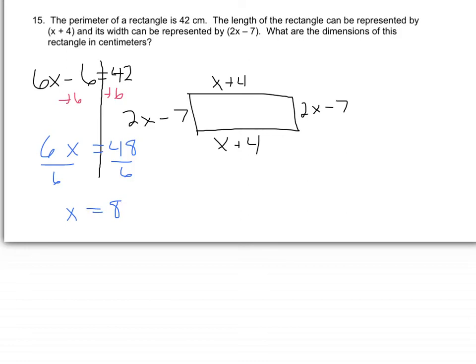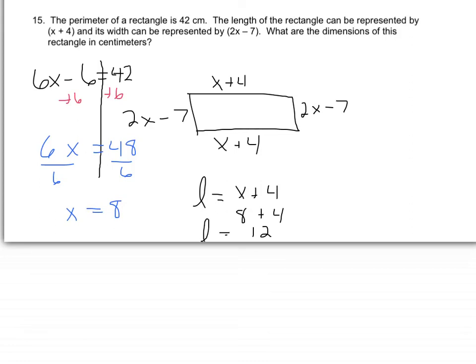Okay. So 8 isn't any of the dimensions. 8 is just the value of x. So to find the length, I need to take the value of x and substitute it back in for x here. So we have 8 plus 4 is 12. So the length of the rectangle is going to be 8 plus 4. So it was x plus 4. So we're going to substitute in 8. So the length equals 12. Okay.